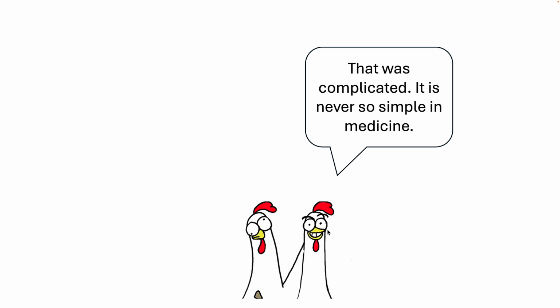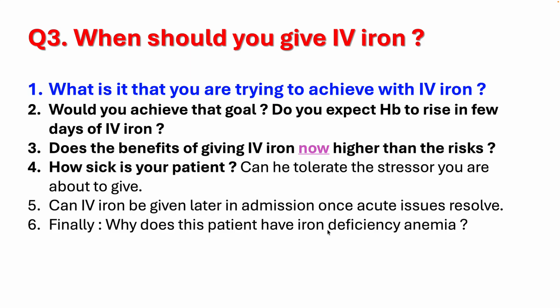Now we understand how IV iron affects septic patients. Let's answer the question, when should we give IV iron in the ICU? And here I want you to use common sense. Let's ask the first question: what is it that we are trying to achieve with IV iron? And the most common answer you get is repleting iron stores for iron deficiency and improving hemoglobin levels.